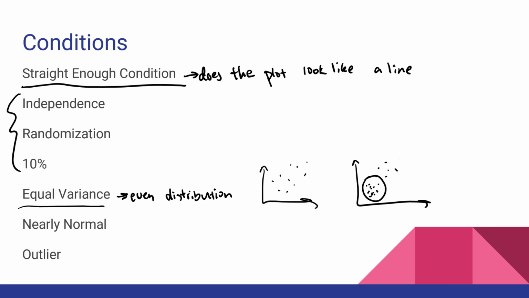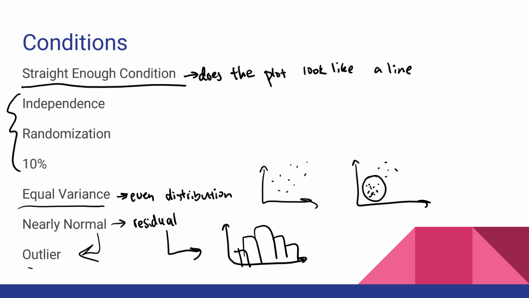Next is our nearly normal condition. This one is a little bit different. I know we already have a nearly normal condition for means, but this one has a slightly different thing. It says that the residual plot has to be normal. So we take the residual for every single point on our plot, and when we put those residuals into a histogram, we should see a normal distribution, or at least a unimodal and symmetric one. So when we plot out the residuals, it should look like this.